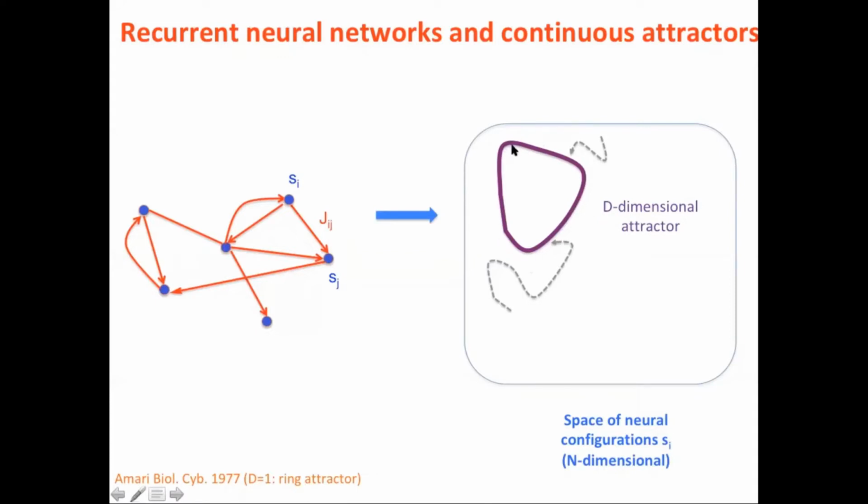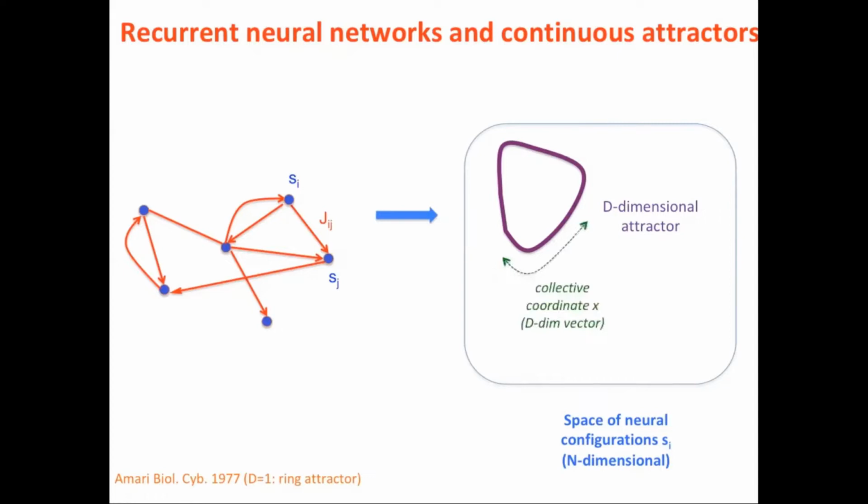So what do I mean by continuous attractor? I mean that depending on the initial condition, the dynamics will end up onto this attractor. And there is an infinite number of points here, which are fixed points in the absence of noise. The point at which the network will settle its activity depends on the initial condition. The first paper proposing this kind of concept was written by Shun'ichi Amari in 1977, and he gave an example of a ring attractor.